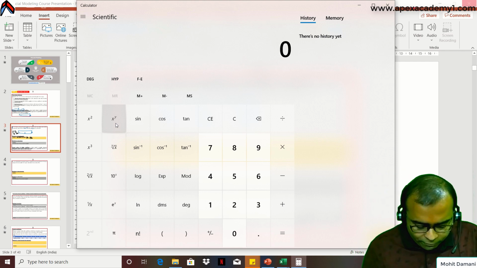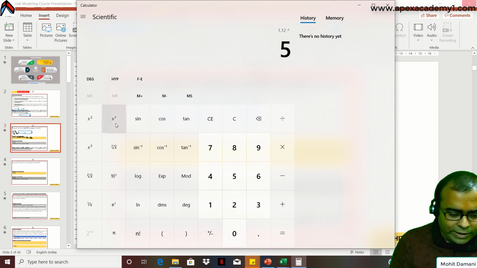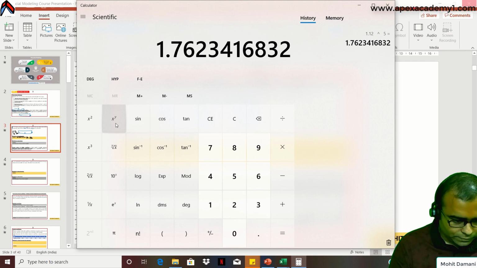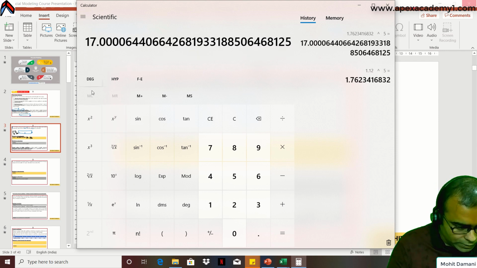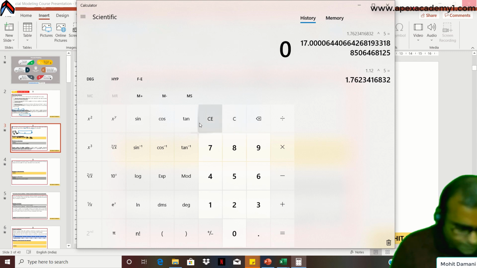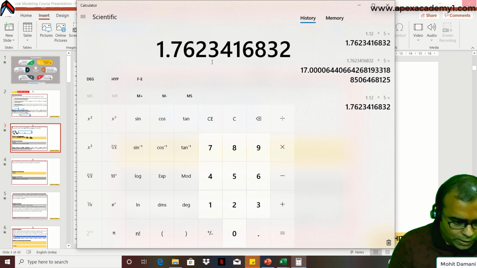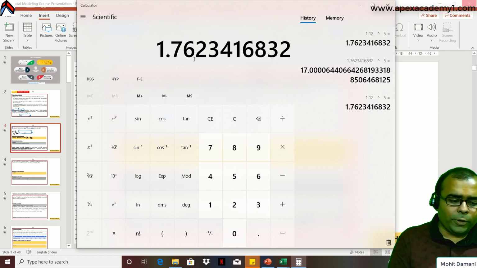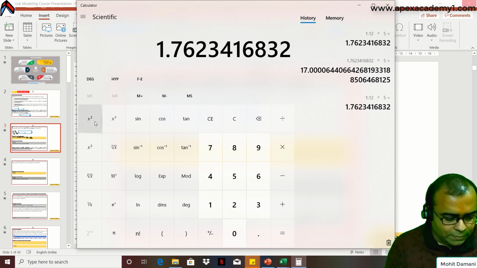So what I'm first trying to calculate is 1.12 to the power 5, and the value of that is 1 point... I'm sorry, I think I applied it twice. One second, let me come out of it. Okay, 1.12 to the power 5, and the number is 1.7623. Now I have to divide 5,000 by this amount.